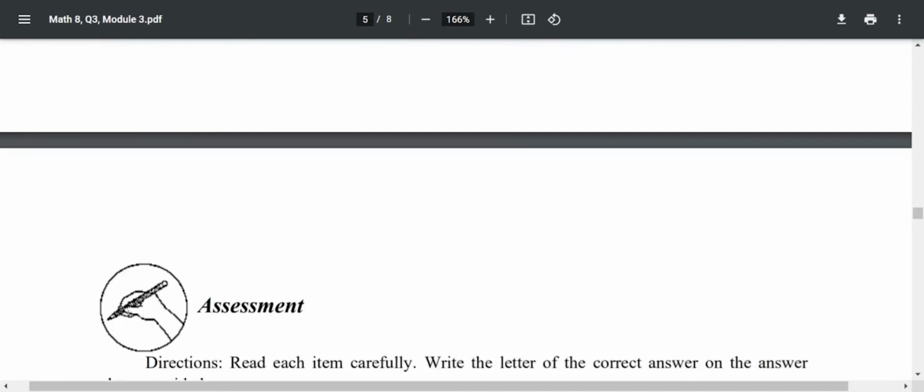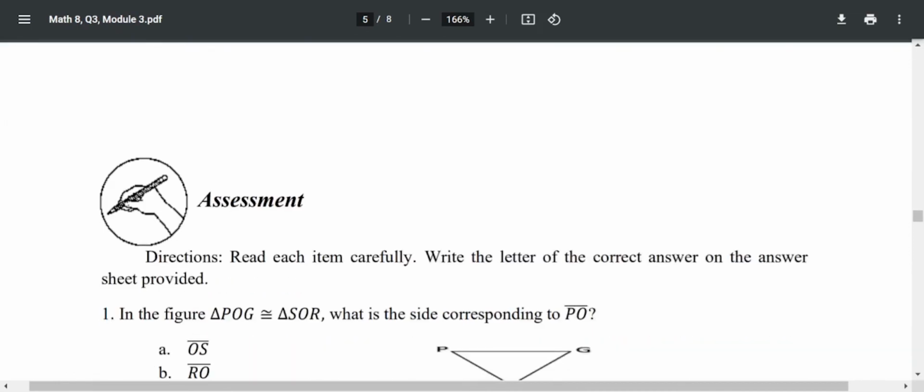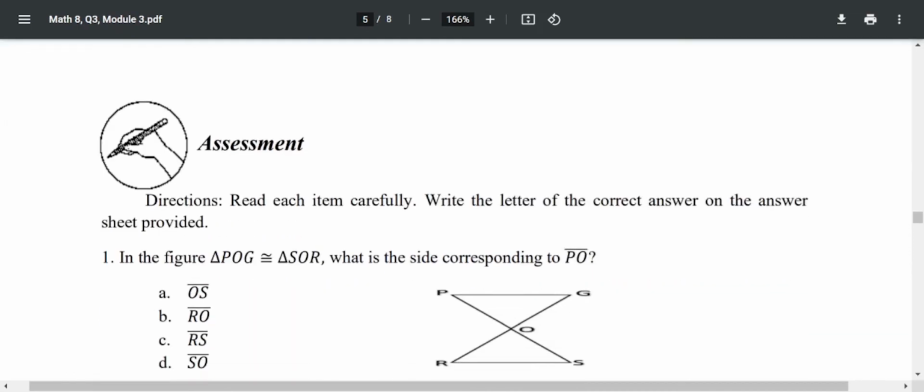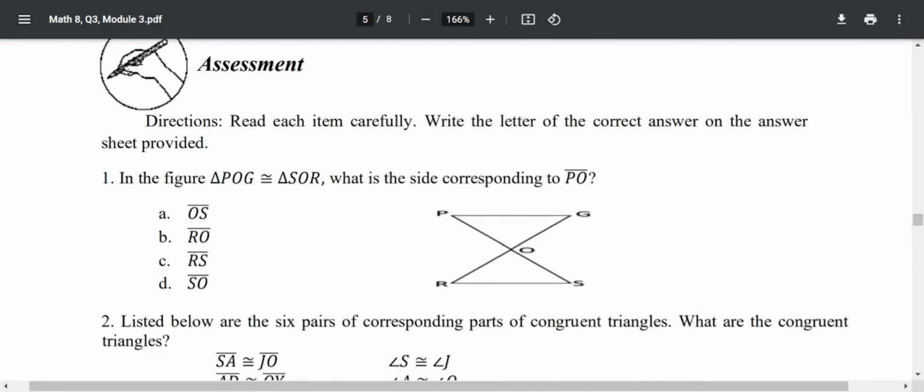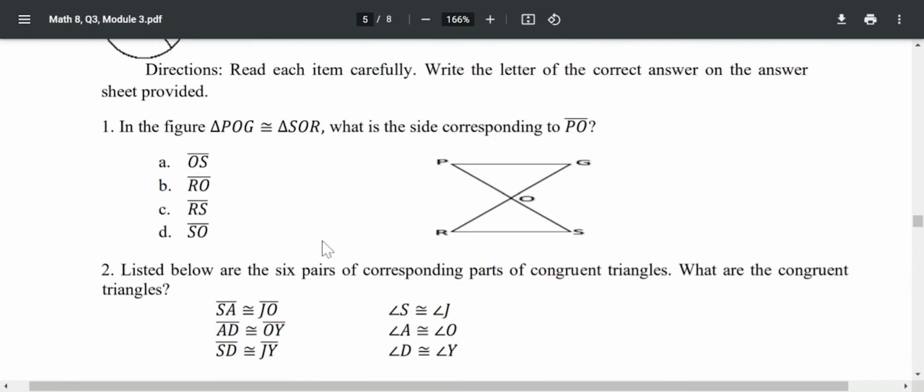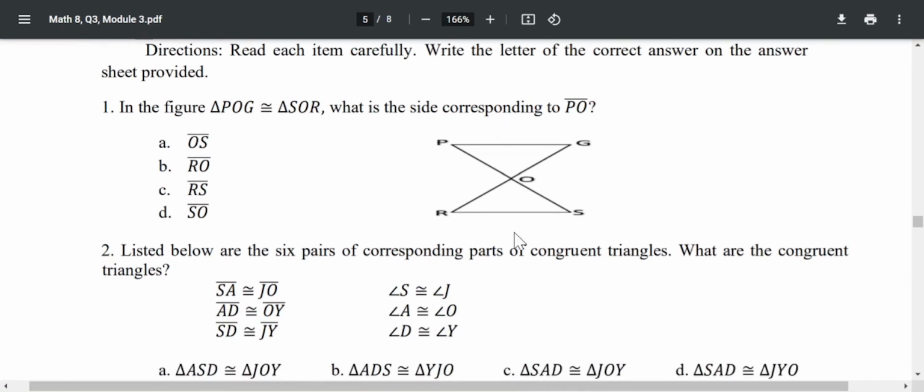So that's it for corresponding parts of congruent triangles. Now we have the viewer assessment. You need to answer this one. Answer very carefully. Choose the correct answer from the given choices. So read the questions carefully. So review your lessons first before answering.